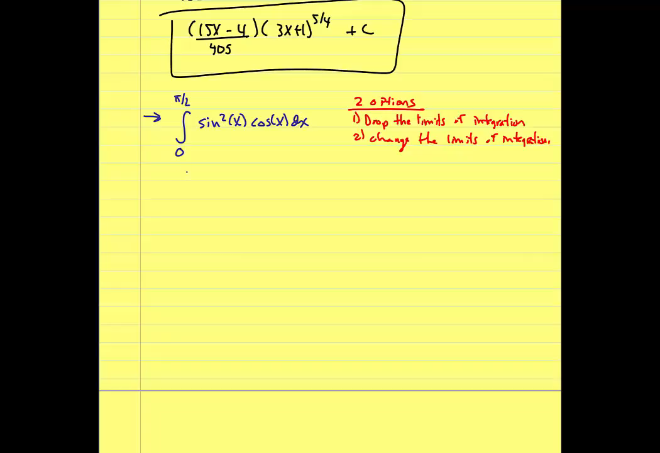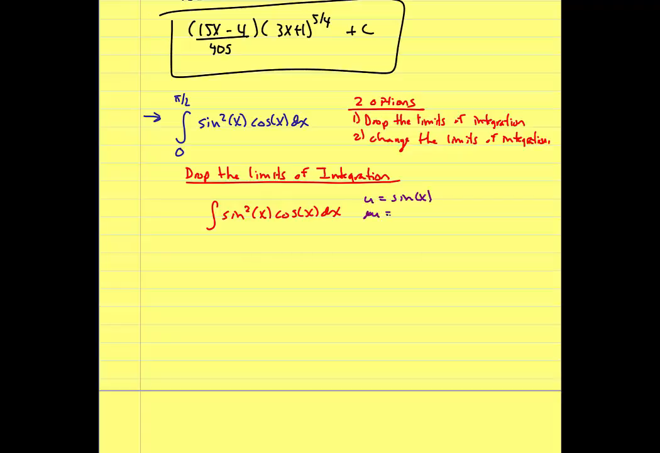So I'm going to use my first option here. I'm going to drop the limits of integration. And again, you can choose which option you like best after you see them both. So when we're talking about dropping my limits of integration, we do just that. I'm looking at sine squared of x cosine of x dx. So we're going to let u equal sine of x. Du, the derivative of sine, is the cosine of x dx. And then this turns out to be just a nice little u squared du. Now I've totally dropped my limits of integration.